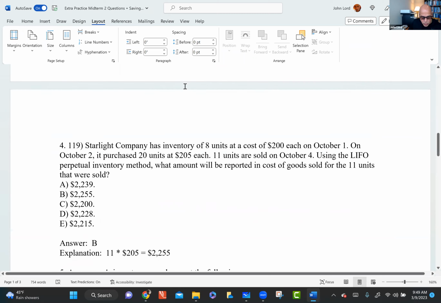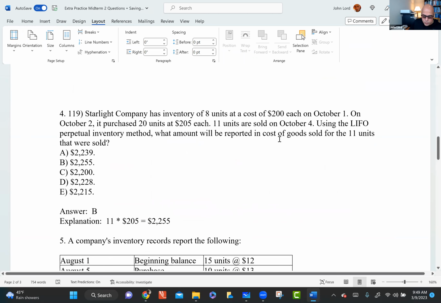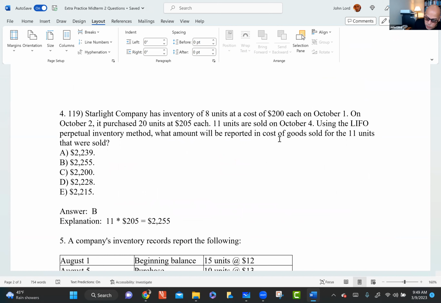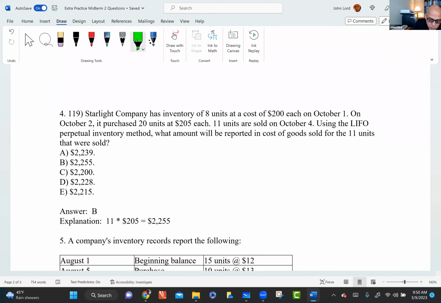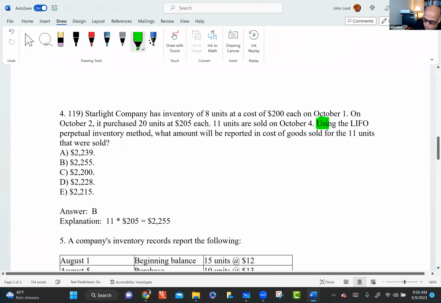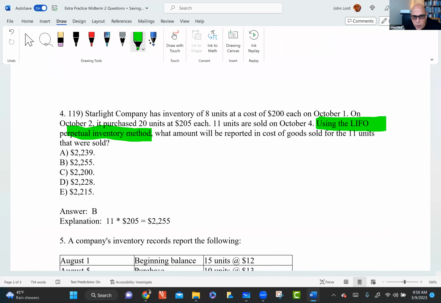Okay, good. Coming over, let's take a look at the next one. We've got this Starlight Company has inventories of 8 at $200 each. On October 1st, they purchased 20 units at $205. 11 units were sold. If that's sounding familiar to you, and you may very well see this on the exam, I'll give you the same fact pattern with the change going instead of FIFO. Maybe I'm asking you LIFO, or maybe instead of LIFO, I'm asking you weighted average, but it'll have the same fact pattern. So now what's happening?